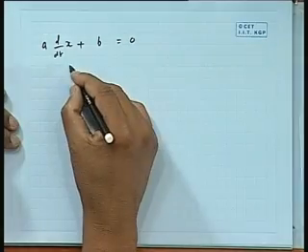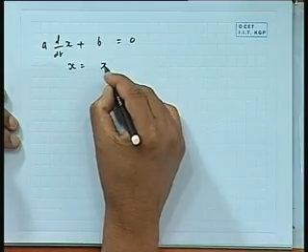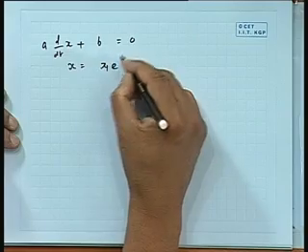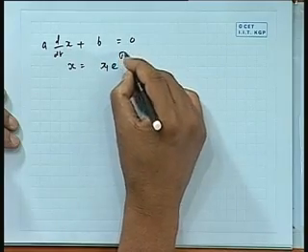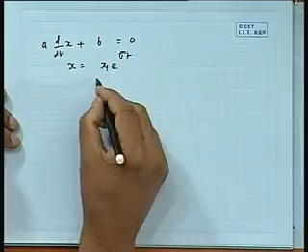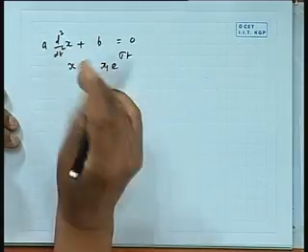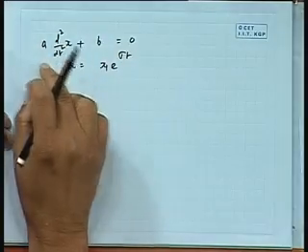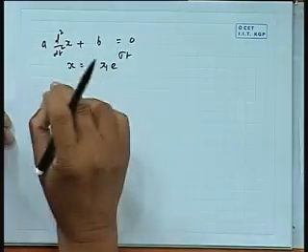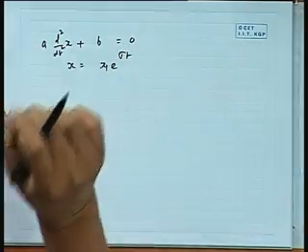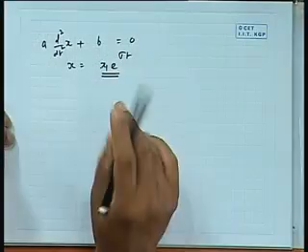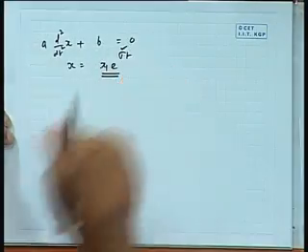What people will do, you will assume a solution that x equals x1 times e to the power of something, like e to the power of sigma t, and then you will try to find out what my x1 and sigma are. Whether it is d square by dt square or d by dt, whenever there is a differential equation, you assume the solution to have an exponential form and then try to find out what the root is.